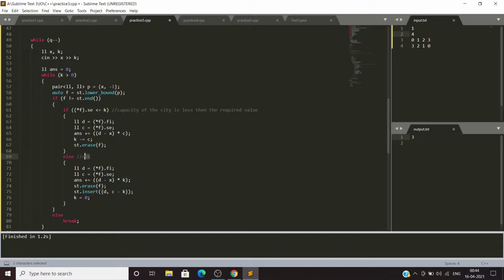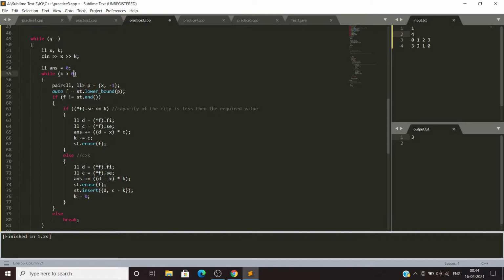Now if c is greater than k, where c is the capacity of the index, then the distance is d minus x, as I already discussed, into k, meaning the total people that will be moving is k, because the remaining people is k. We are erasing that iterator, and after that we are inserting something, because after placing all the k people there will be some space left, since at that place c is greater than k. So we are inserting c minus k there, and obviously we are setting k to 0. After that the loop will break.